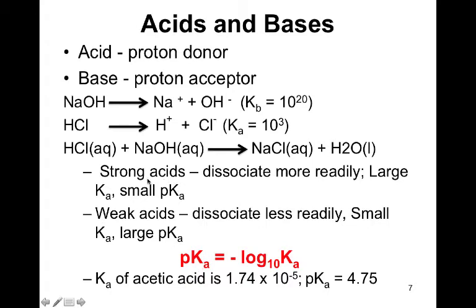The take-home point from this slide for you to memorize or associate with is that strong acids dissociate more readily, have a large dissociation constant. On the other hand, weak acids dissociate less readily. They have a small dissociation constant. Now in the example here, you have HCl, a strong acid with a dissociation constant of 10 to the power 3 or 1000. Compared to that, you have the dissociation constant of a weak acid, acetic acid, which is 1.74 times 10 to the power minus 5, a really small value.